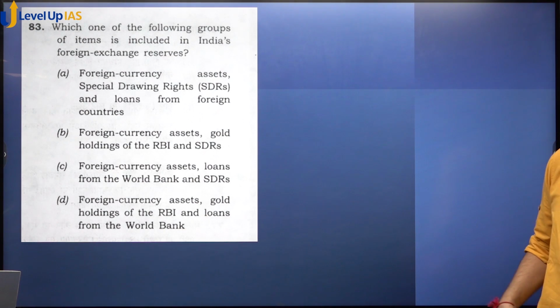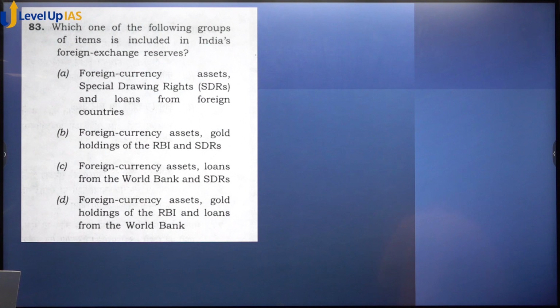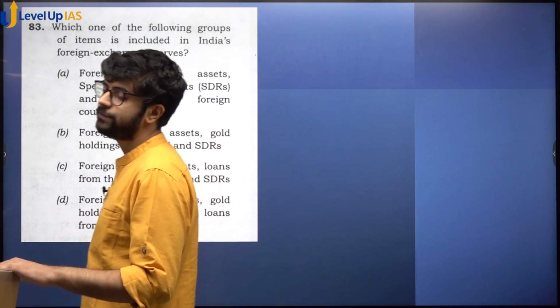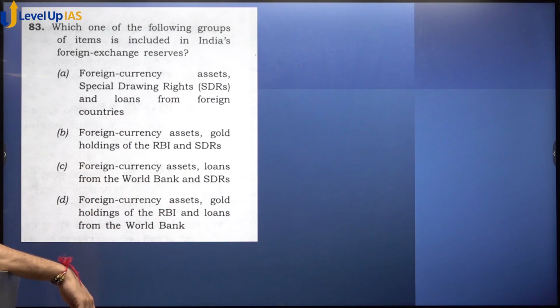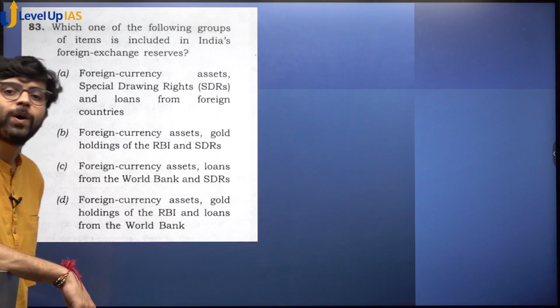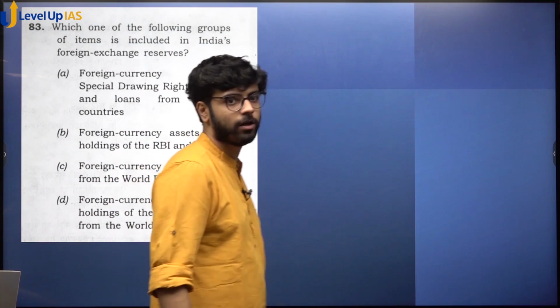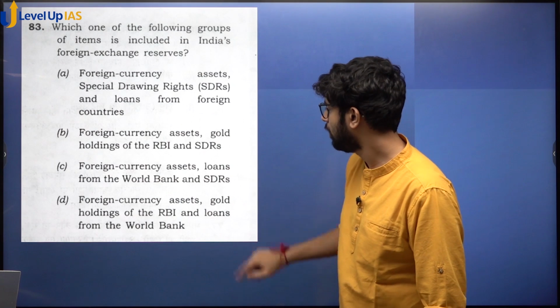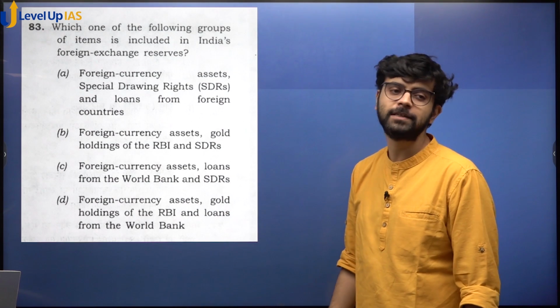Which one of the following groups of items is included in India's foreign exchange reserves? See, first of all, it is a reserve, which means you have accumulated it, which means it is not a loan. Loan you have to repay. So remove loan first. Loan, loan, loan. What remains?